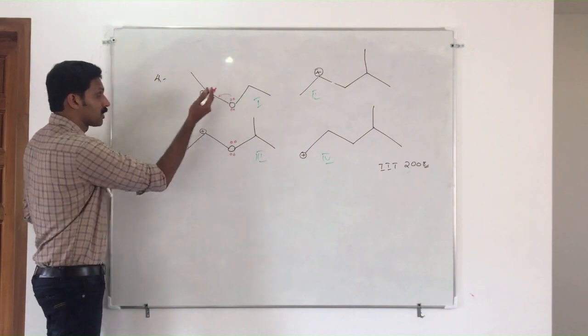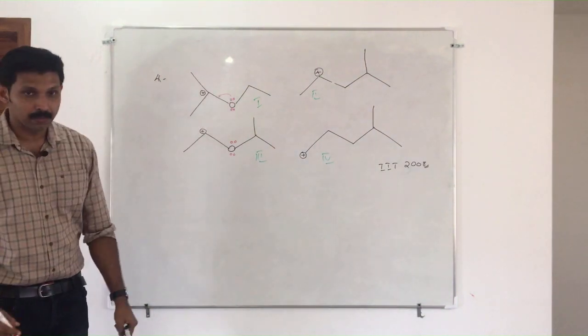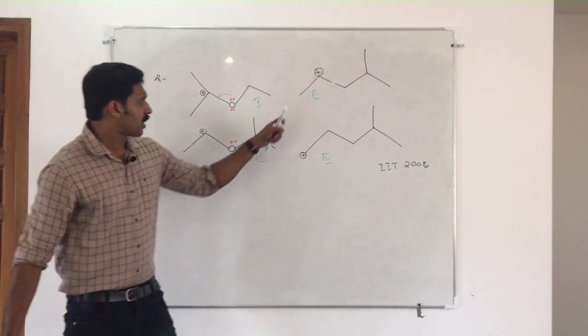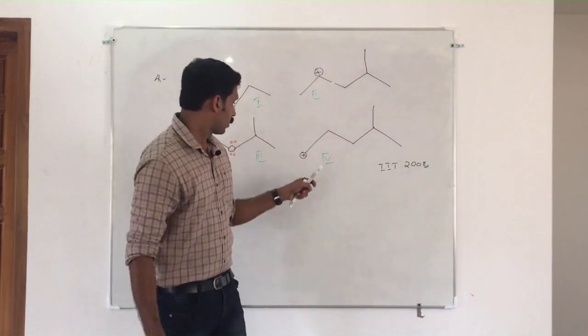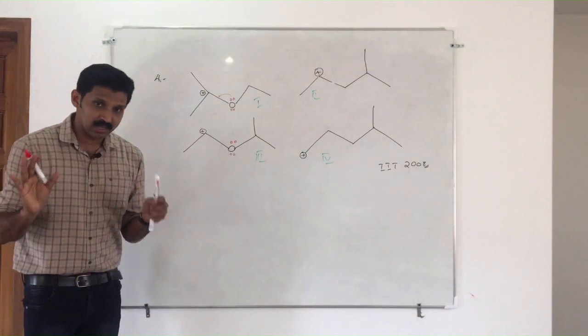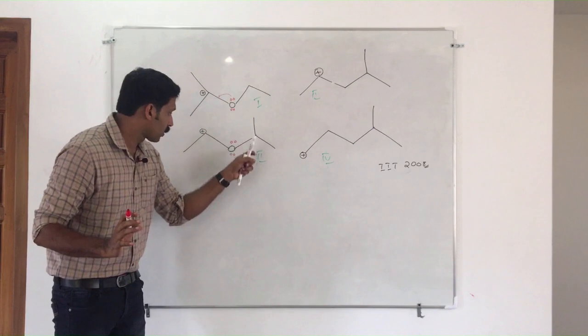It is just like this way. This goes to here. This can jump from here. Resonance is possible. Here also, resonance is possible. Here there is no resonance, only plus charge. So the most stable structure should be either this one or this one.